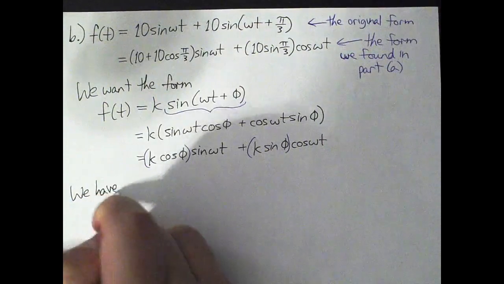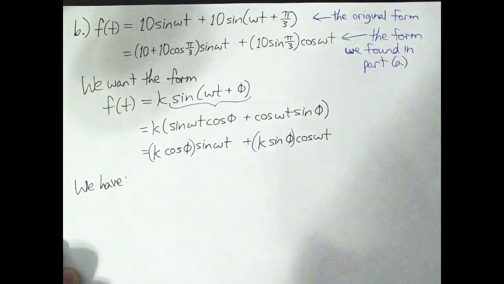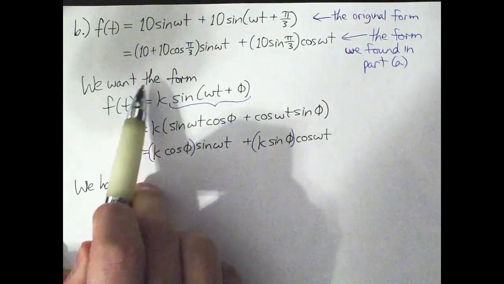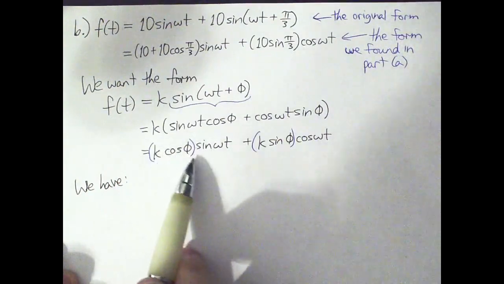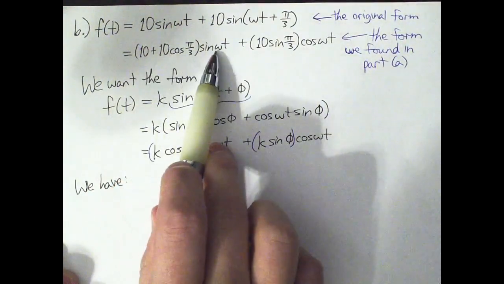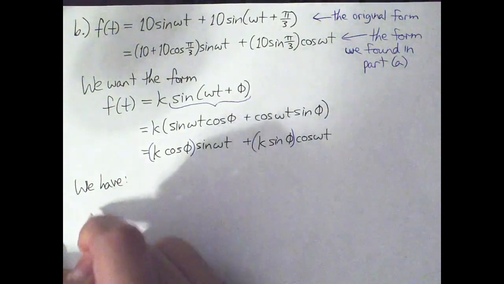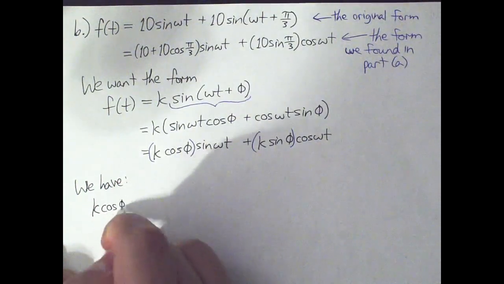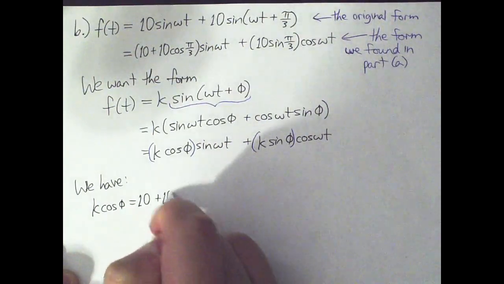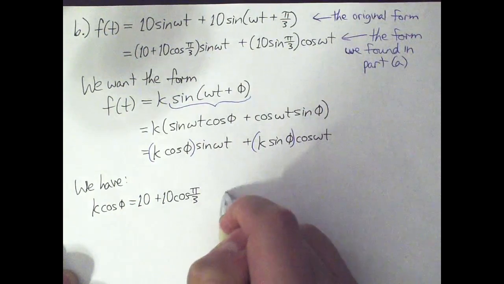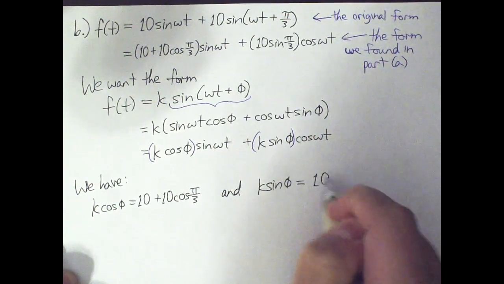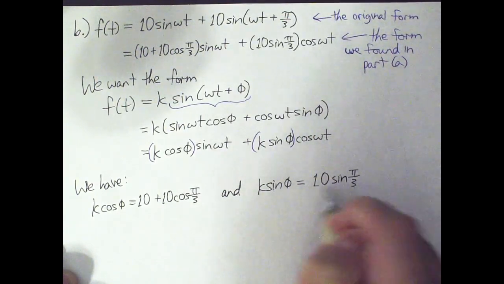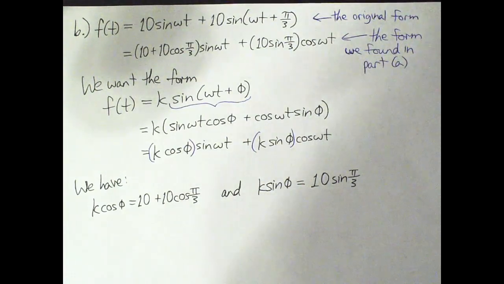The k cosine phi must be equal to 10 plus 10 cosine pi over 3, because they both appear as, you could call them, coefficients. They are like a constant in front of the sine term. So we must have k cosine phi equal to 10 plus 10 cosine pi over 3. And the other one: k sine phi equals 10 sine pi over 3. Now, just to remind you, we're trying to find k and phi. What do they equal?